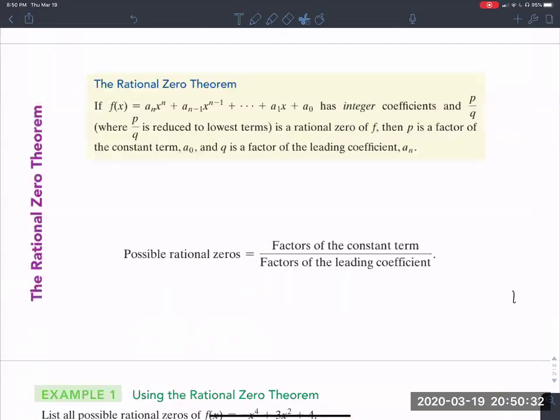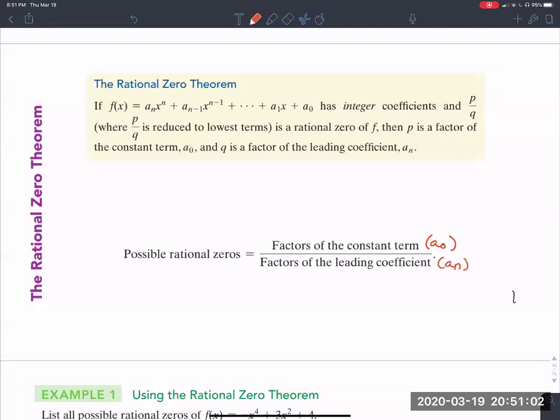So let's look into what the rational root theorem, or the rational zero theorem, says. Given a polynomial with integer coefficients, all rational zeros must be of the form p over q, where p are the factors of the constant term, a sub 0, and q are the factors of the leading coefficient, a sub n.